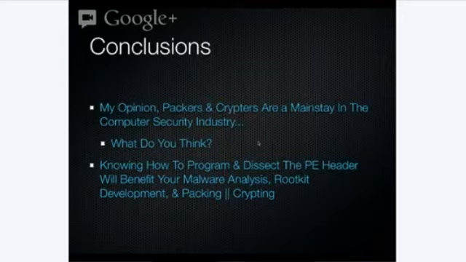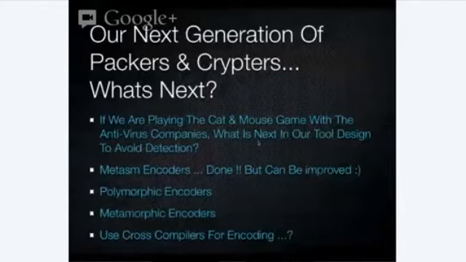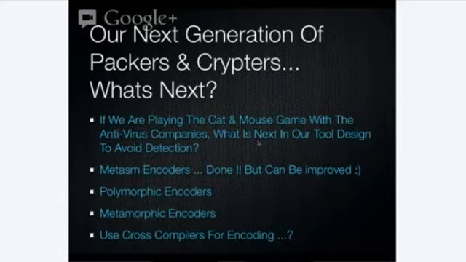Knowing this information allows you to benefit with your malware analysis, your rootkit development, or even packing and encrypting. So, just like in the beginning, what's the next generation? This is the audience to ask: what is the next generation of our packers and crypters? If we're playing a cat and mouse game with antivirus companies, and our tool sets are basically meant to avoid detection, what is it? I put a few up there, but I'm willing to hear a little bit more feedback on this.